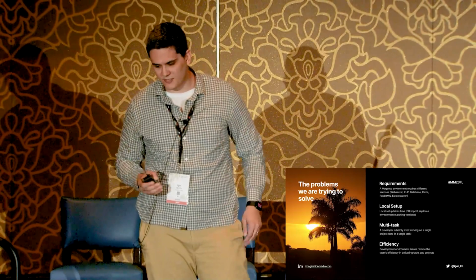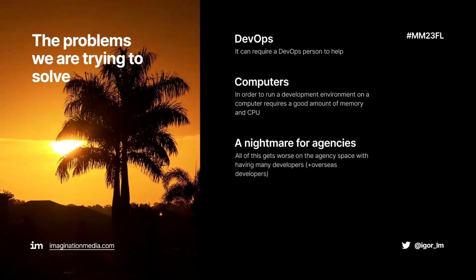Also, developers are hardly ever working on a single project, so they will have to go through this process of setting up development environments for all the projects they are working on. And this leads to an efficiency problem because they cannot spend all of their time just working on the tasks and on the development, but they have to handle this development infrastructure setup every time they are working on a new project. It also can require a DevOps person or a more senior engineer to help them if they are junior, because maybe they don't have experience to deal with these infrastructure issues.